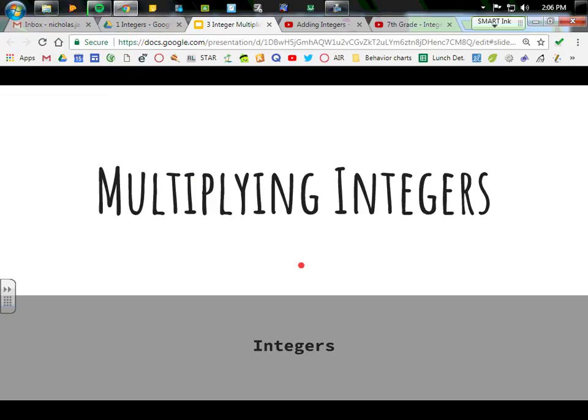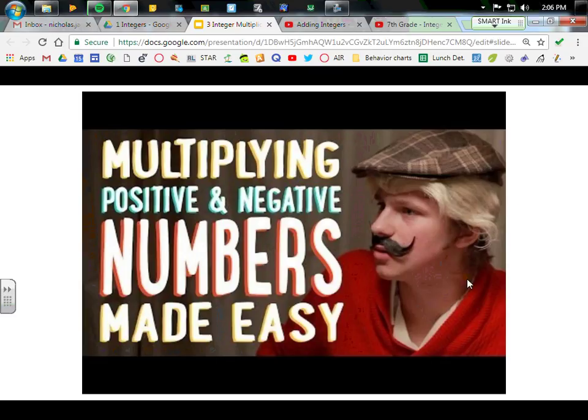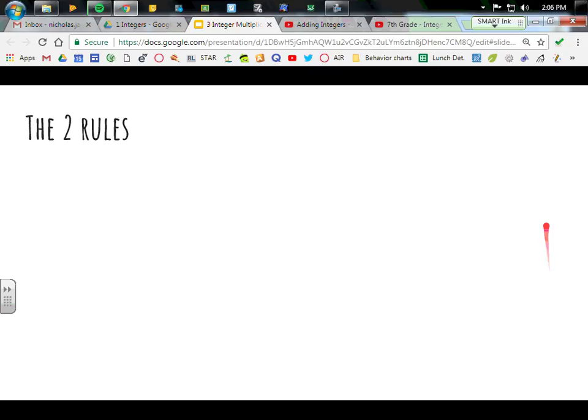So in this lesson we're talking about multiplying integers. Now when I say multiplying integers, I'm not talking about simply learning your multiplication facts or learning what multiplication is. We are talking about negative and positive numbers being multiplied together, or negative and negative numbers being multiplied together. That's why this is a focus on integers. All right, so let's move on to the two rules of multiplying integers.